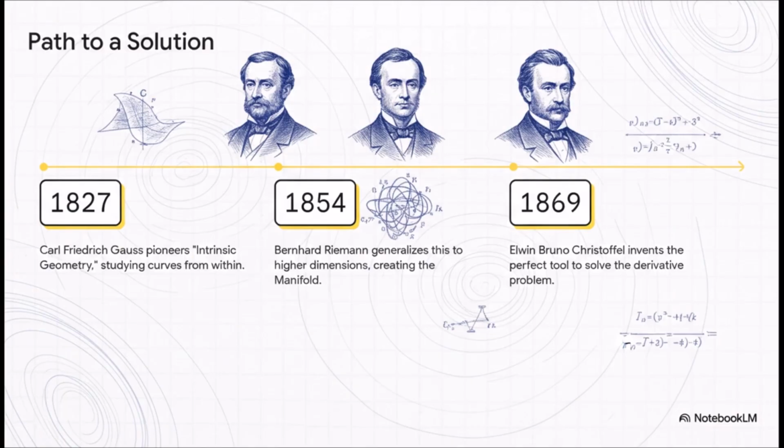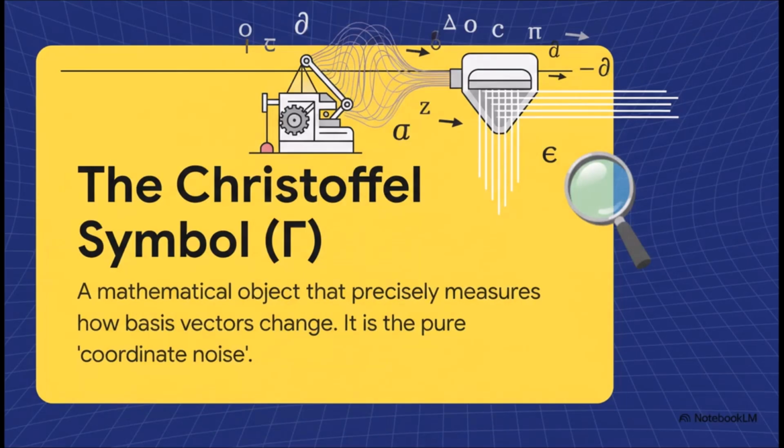And this didn't just happen overnight. You can see from the timeline this was a slow burn. You had the absolute giant Carl Friedrich Gauss kicking things off way back in 1827. Then, Bernhard Riemann comes along and just blows the whole concept up into higher dimensions with manifolds. They were laying this incredible groundwork for decades, until finally, in 1869, Elwin Bruno Christoffel comes along and invents the perfect tool to solve the whole derivative problem. And he called it the Christoffel symbol.